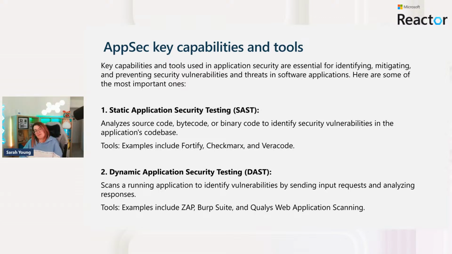Then we have the sibling of that tool, which is DAST, Dynamic Application Security Testing. This is actually looking at an application that's running to identify vulnerabilities, rather than just looking at the code and how you've written it. It will actually send requests and analyze the responses. ZAP, Burp Suite, and Qualys are some examples of that. So that's actually whilst the application is running, which is why we call it dynamic.